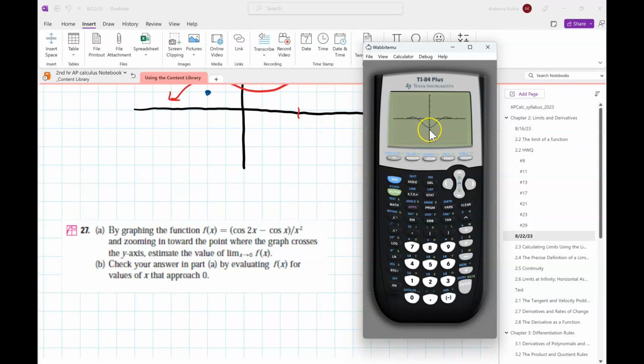So it looks like that's the spot right there. Let's zoom in towards that. Maybe we'll go from negative 0.1 to 0.1, and it looks like that spot was between 1 and 2. Maybe we'll scale it by halves there. And I'll just hit graph.